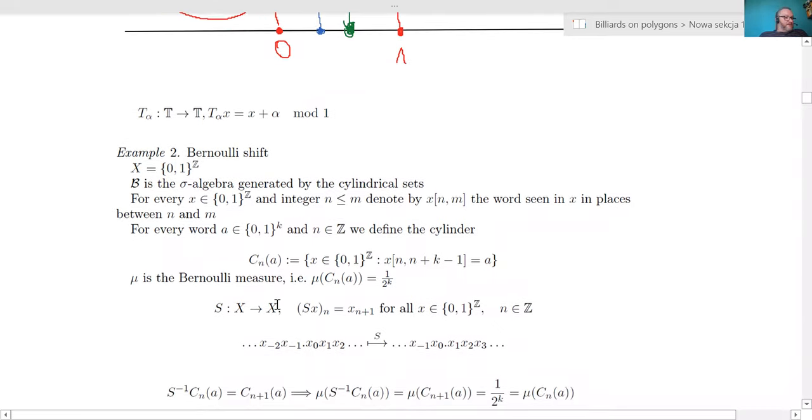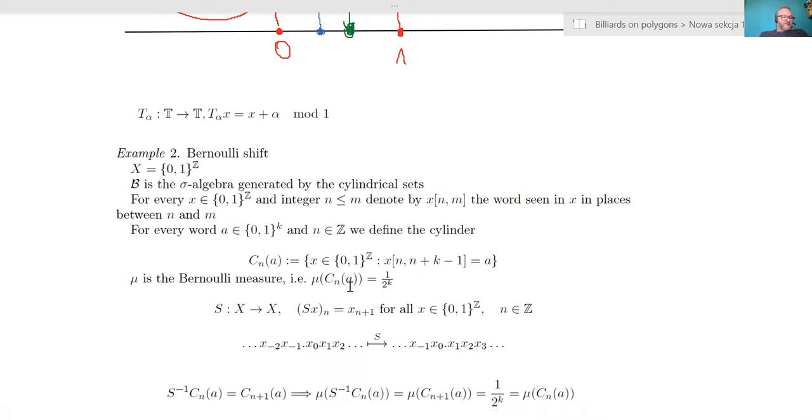And finally, we can define the measure of any such cylinder set by 1 over 2 to the power k, where k is the length of the word a, and by the Kolmogorov extension theorem, this measure can be extended from the set of cylinder sets to the whole sigma algebra. And finally, the transformation S is defined as the left shift.